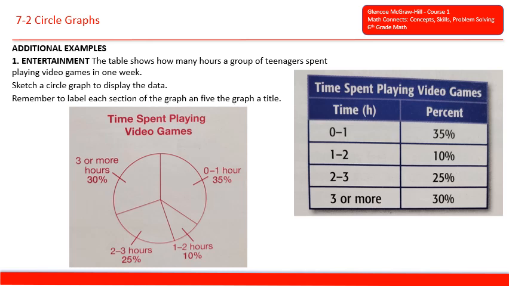So that is somewhere between 25% and 50% of the graph. And then 1 to 2 hours is 10%. That looks about right, right? That's probably a little less than half of 25% of the graph. And then 2 to 3 hours, that looks about roughly 25% of the graph. And then 3 or more hours is 30%, which would appear to be a little more than 25% of the graph.